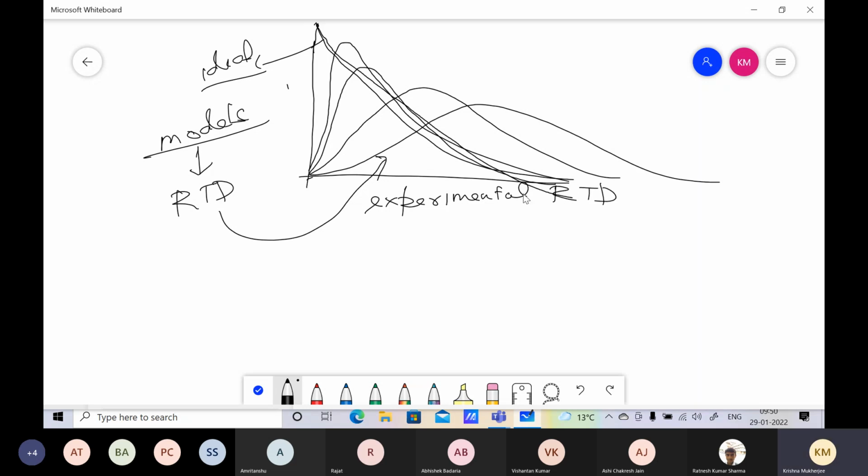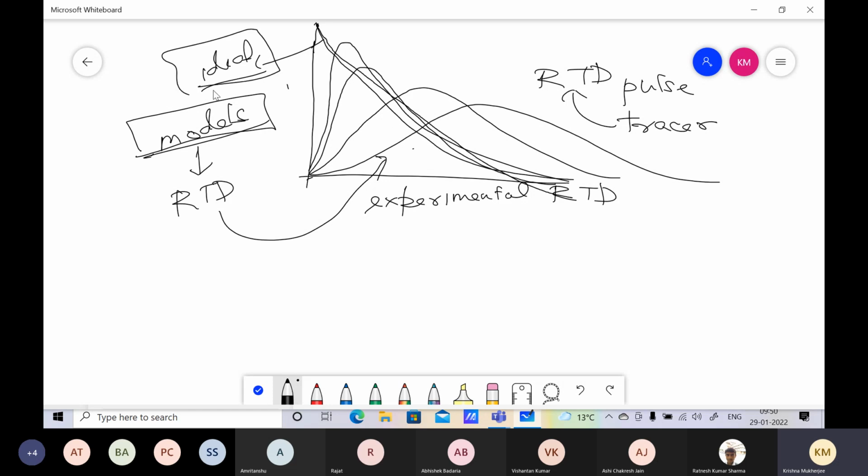So essentially, I need to make models of my CSTR based on the RTD that I have got available from my actual experimental data by doing a pulse tracer experiment. I do a pulse tracer experiment, and from this I obtain an RTD. And if this RTD is perfectly like this, I have no trouble. It is close to ideal reactor. If it is like this, I may have some trouble. And as it goes like this, I have more and more trouble.